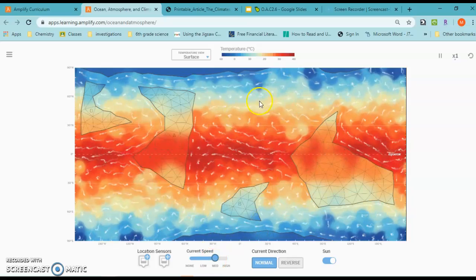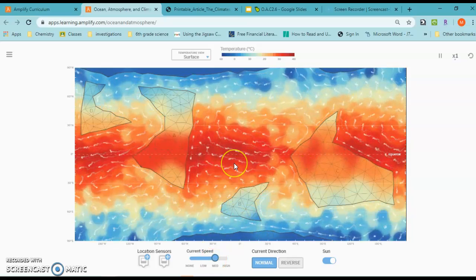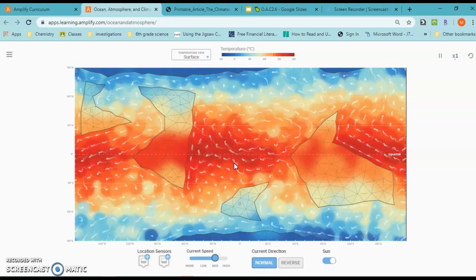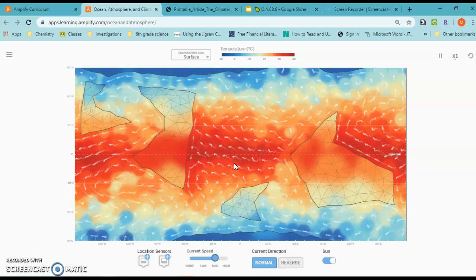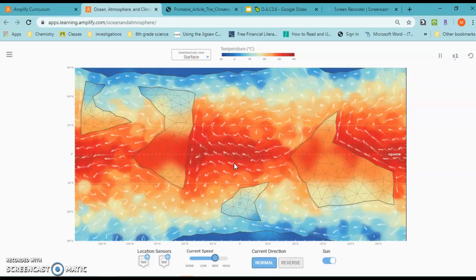And you guys are going to record your observations and answer those part 1 questions. I hope this helps demonstrate what you guys have to look for today.